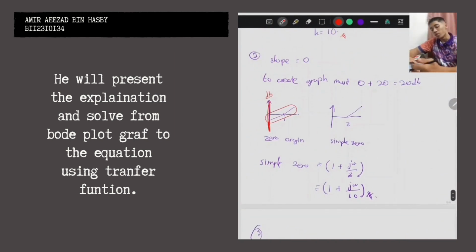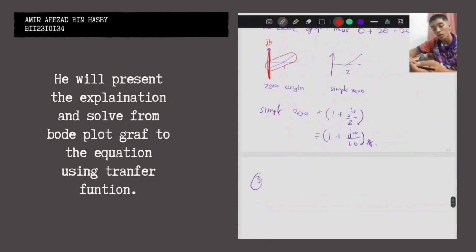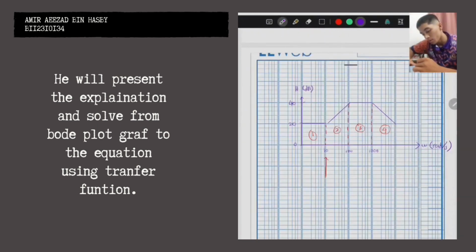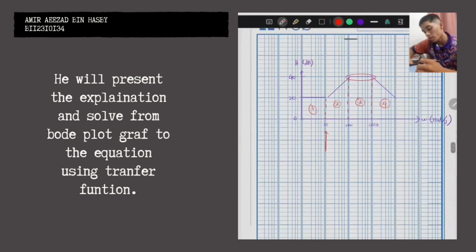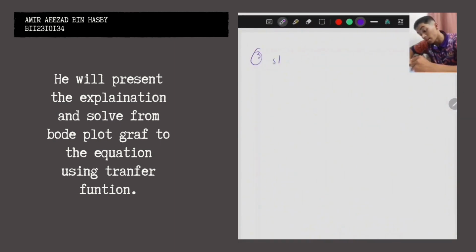So for the simple zero equation, it's 1 plus JW over Z, and the Z value we can get from the graph, which is 10. Therefore, the equation is 1 plus JW over 10. The third part of the graph shows a horizontal line. Therefore, it means that the slope for the third part equals 0, which means the slope we must find is negative 20 decibel.